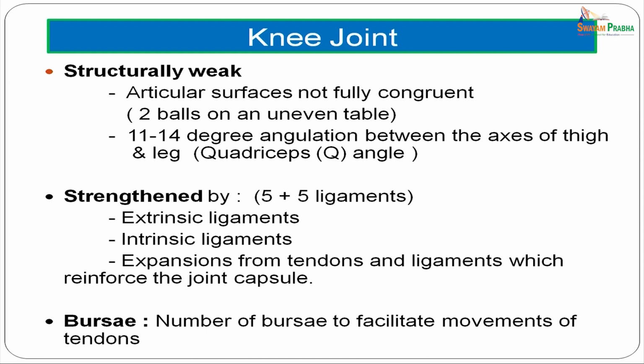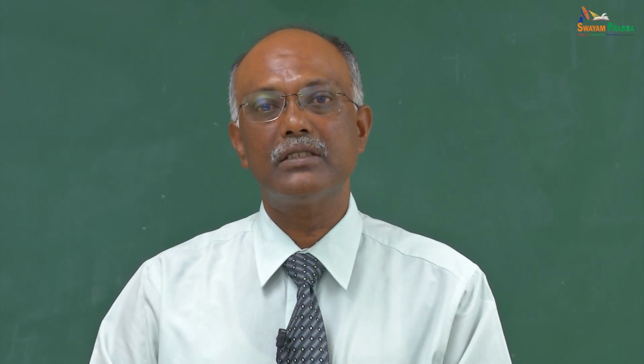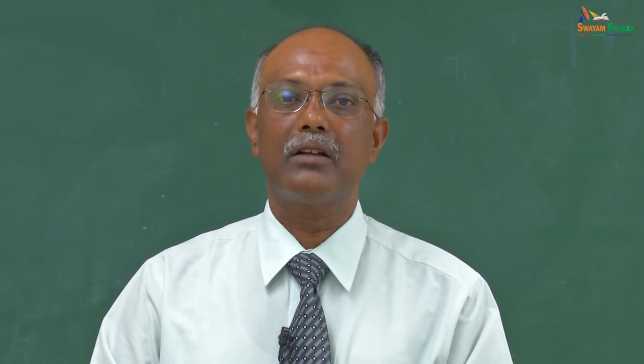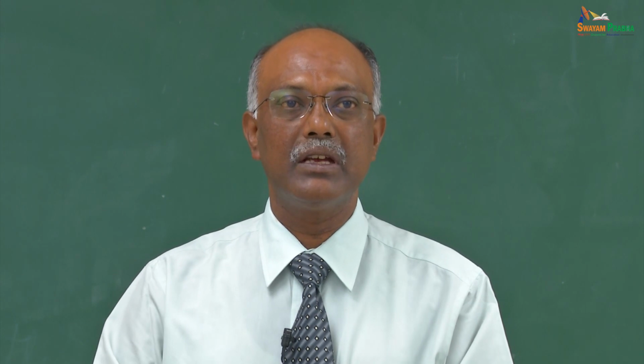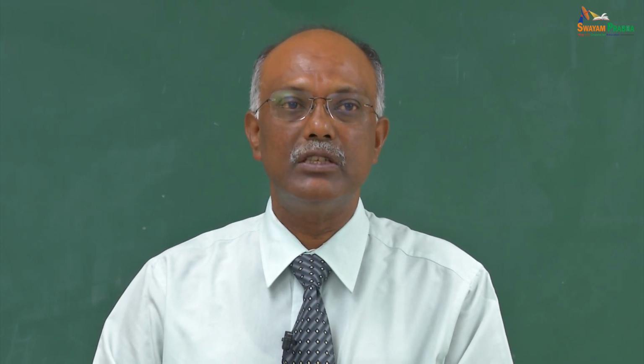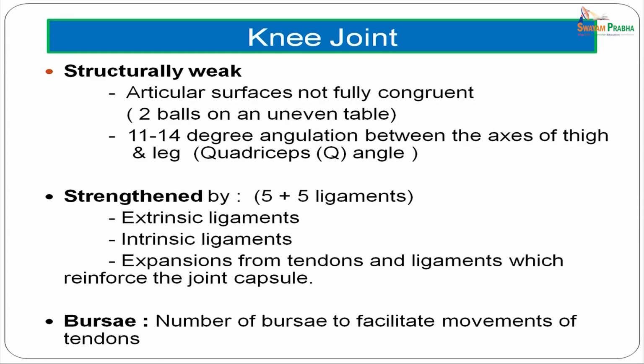Now this intrinsically weak knee joint is structurally strengthened by 5 sets of ligaments. There are 5 sets of ligaments which are extrinsic, and there are 5 sets of ligaments which are intrinsic. So there are 10 ligaments which reinforce the strength of the knee joint. And additionally there are expansions from the tendons and ligaments which reinforce the joint capsule. The knee joint has a large number of bursae to facilitate movements of the tendons.